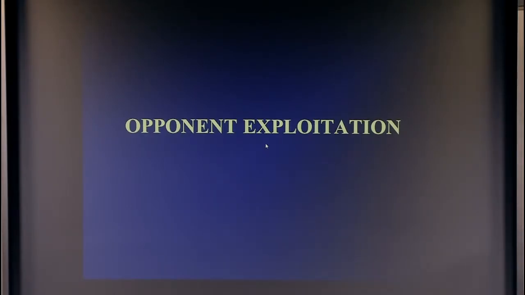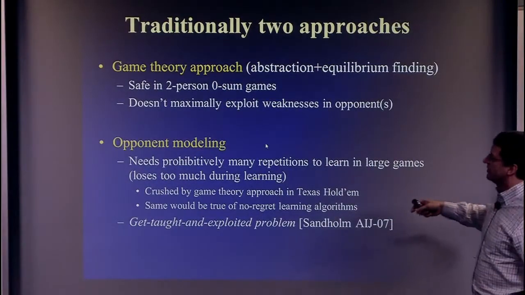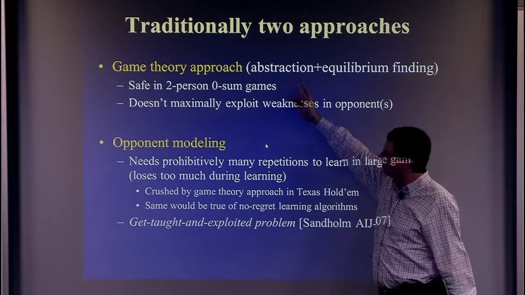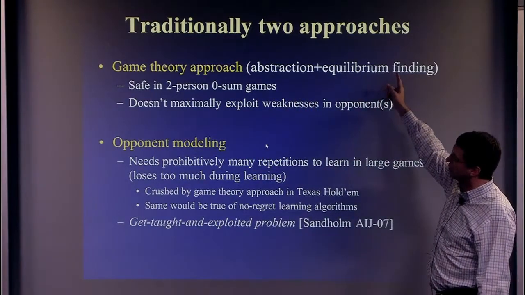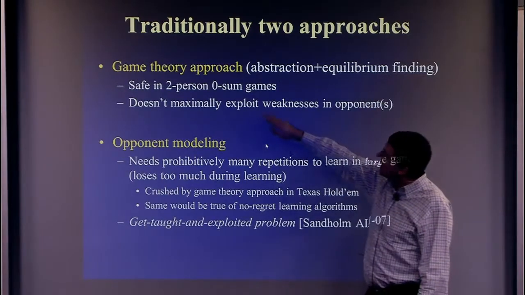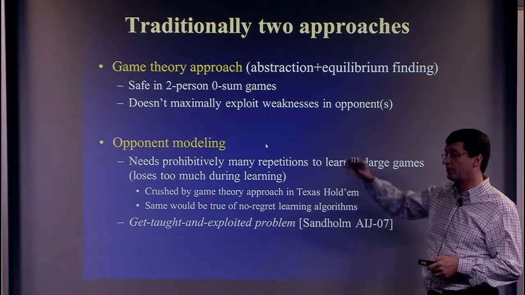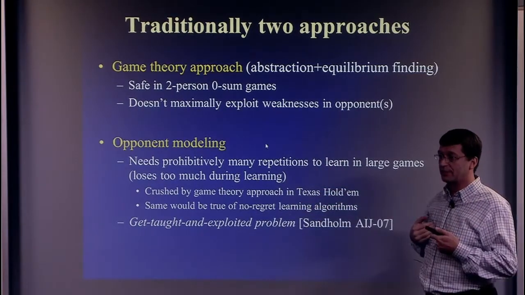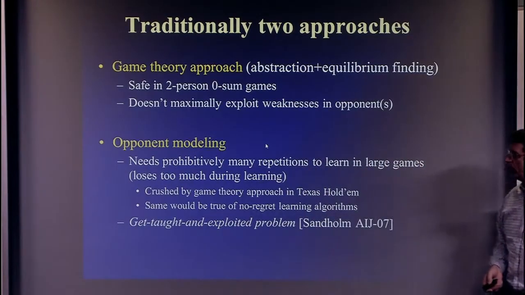So far we talked about equilibrium, let's talk about opponent exploitation now. Traditionally there are two approaches: the game theory approach, kind of what we talked about, and the opponent modeling approach. In the game theory approach, you abstract and then solve for approximate equilibrium, and Nash is safe in two-player zero-sum games in that if the opponent plays something else, it can't hurt me. But it doesn't maximally exploit weaknesses in the opponent.